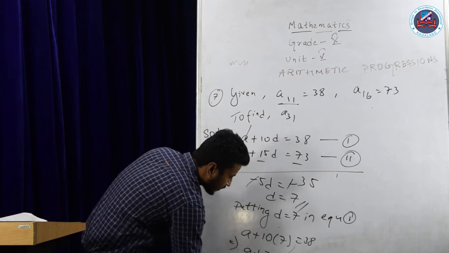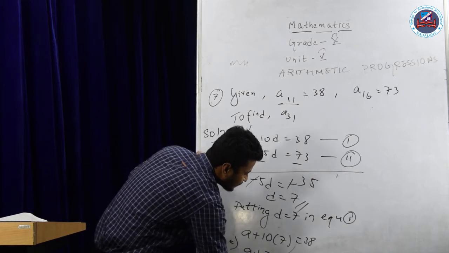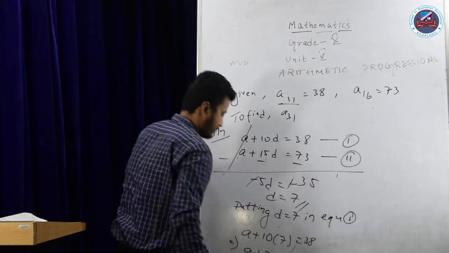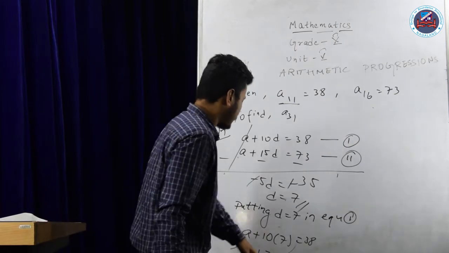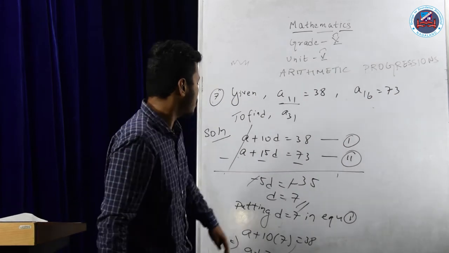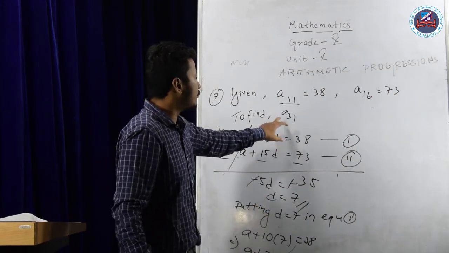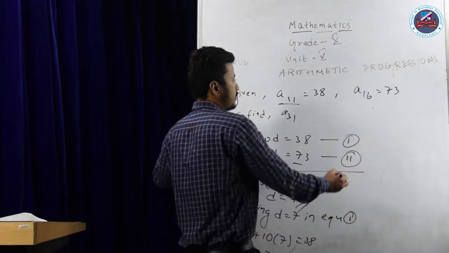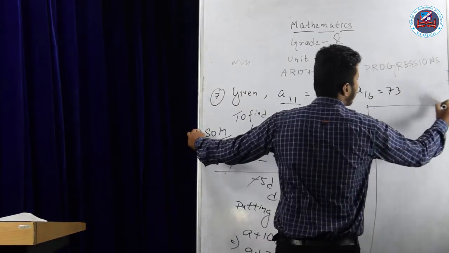What is the value of a you are getting here, guys? 38 minus 70. What is the answer? What is 38 minus 70? The answer is minus 32. So first term is minus 32. Common difference is 7. Can you find out A31 now? Yes, you can find out A31.